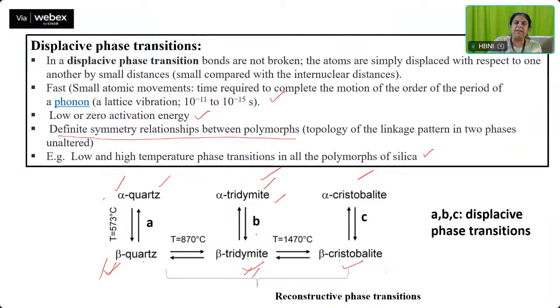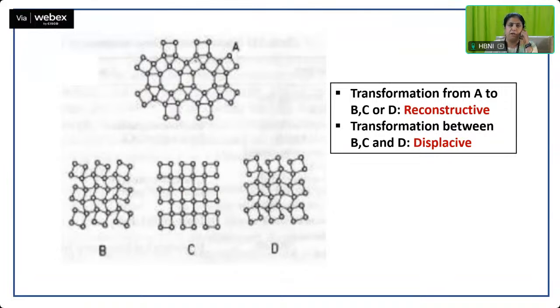Similarly, alpha tridymite and beta tridymite are linked by displacive phase transition, but this and this are related by reconstructive phase transition. So this is the difference. This example clearly brings out the difference between the reconstructive and displacive phase transition. Pictorially, just to show you, suppose you have this structure. If you look at it, this is basically one atom linked to three other atoms. Now it can be linked in this way and it can be transformed to these three.